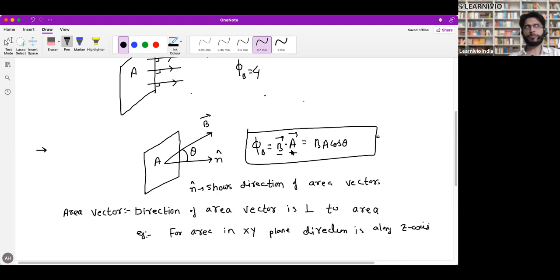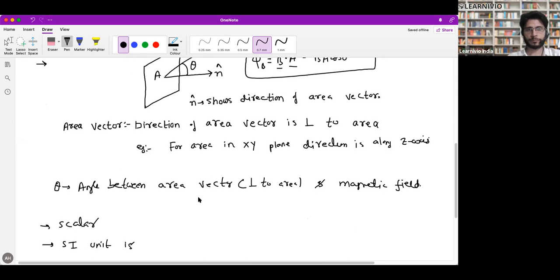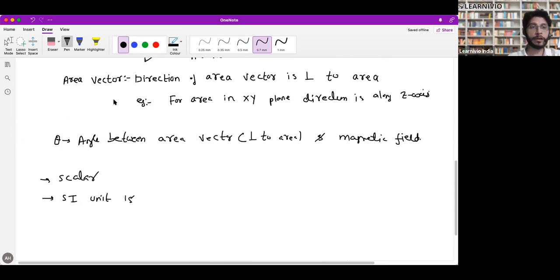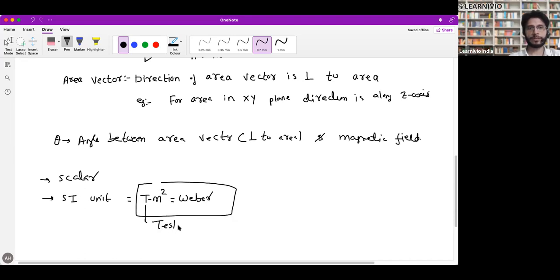Shahzada, what is the SI unit of magnetic field? Tesla. And what is the unit of area? Meter square. So it's Tesla meter square, or you can write this as Weber. This T stands for Tesla. Tesla meter square is equal to Weber.